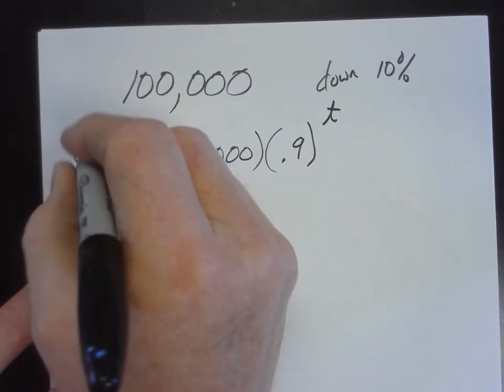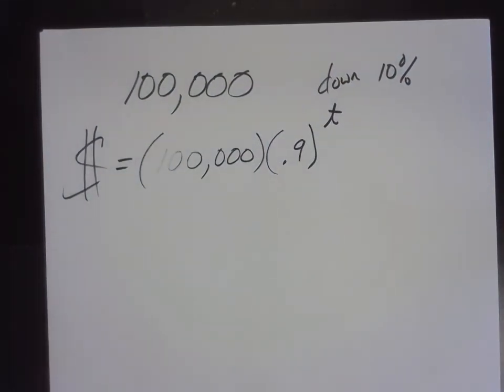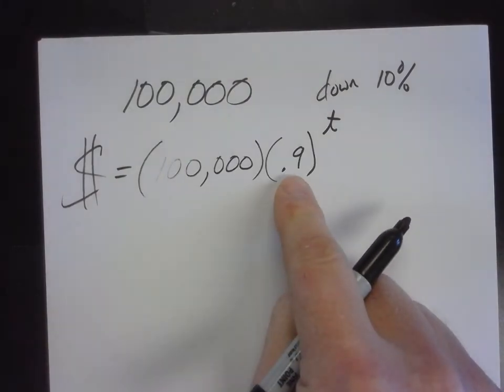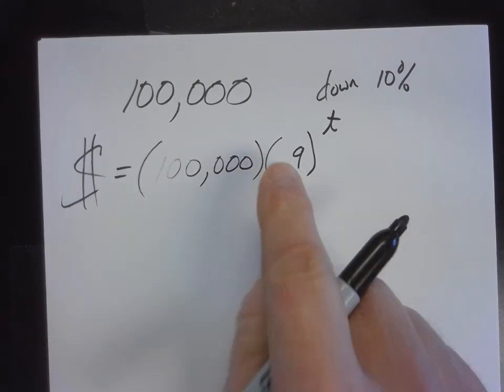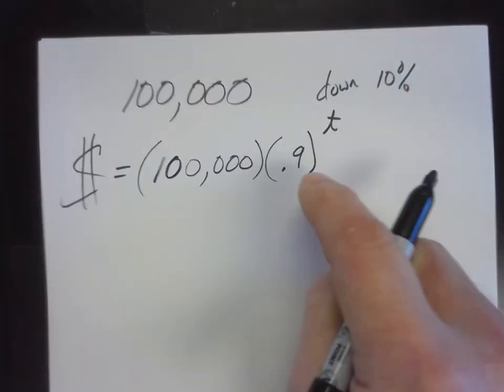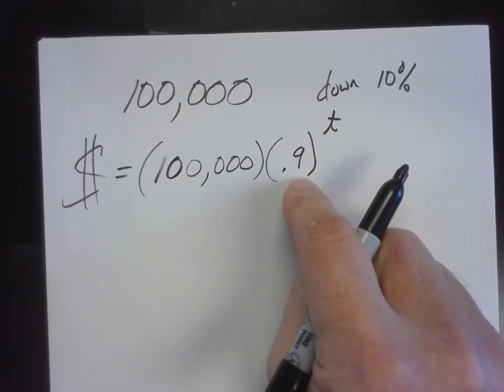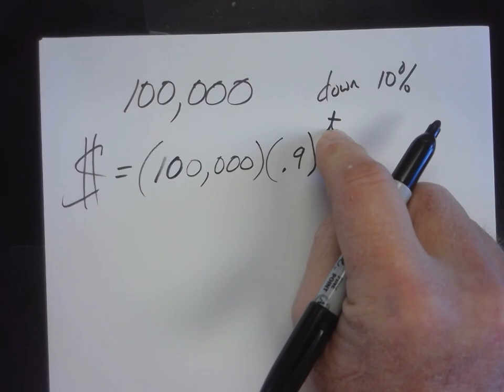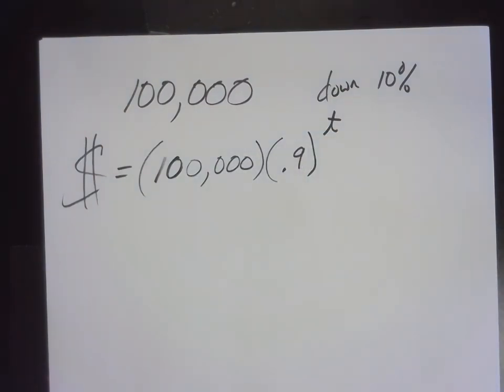This is how much our car is worth. It's worth $100,000 times 0.9, because it goes down. Luke, Aislinn, stop. Don't go any further. Okay, so it goes down 10% every year, so I have 90% left over. And T, guess what T stands for? Time in years. So how many years go by?